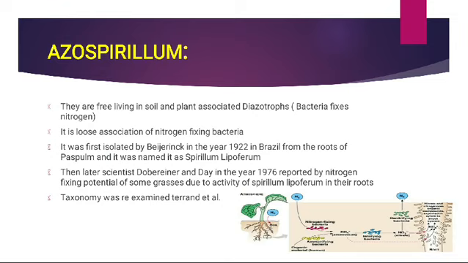The first one is azospirillum. They are free living in soil and plant associated diazotrophs, that is, bacteria that fix nitrogen. It is a loose association of nitrogen fixing bacteria. It was first isolated by Beijerinck in the year 1922 in Brazil from the roots of Paspalum, and he named it Spirillum lipoferum. Later, scientists Döbereiner and Day in the year 1976 reported the nitrogen fixing potential of some grasses due to the activity of Spirillum lipoferum in their roots.